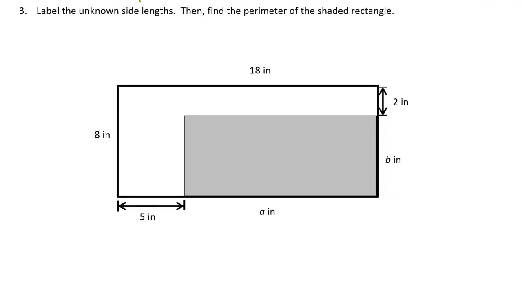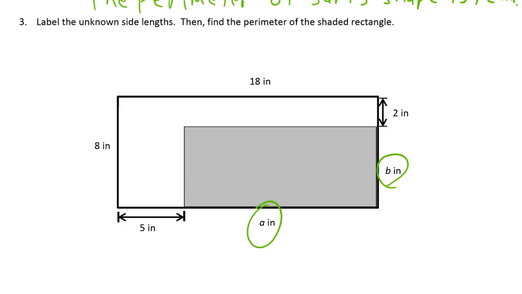Label the unknown side lengths, then find the perimeter of the shaded rectangle. Okay, so we have to find this one and that one. They're labeled A and B. And it's difficult to add letters to numbers, so we have to figure out what numbers they can be. So this is the same kind of puzzle we've been working on. We have to find a way to figure out.